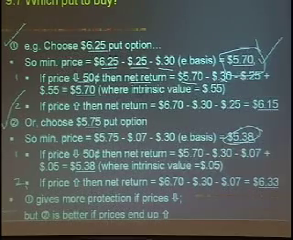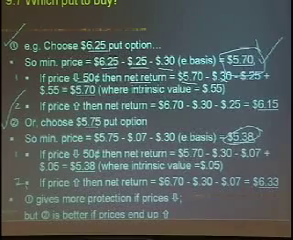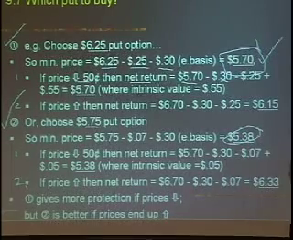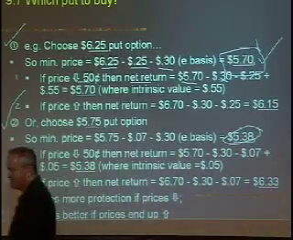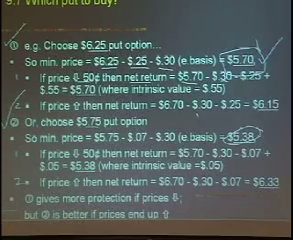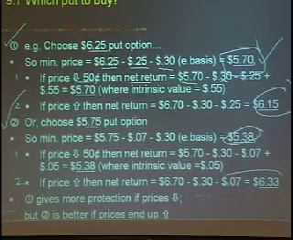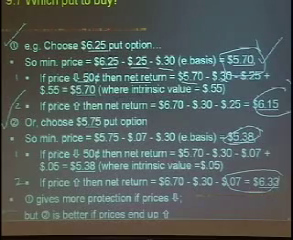Depends whether the prices go up or down, right? If prices fall, you want the expensive option. That gives you a floor of 570. If prices rise, you want the cheap option. Because there we're looking at 615 on the expensive option and 633 on the cheap option.